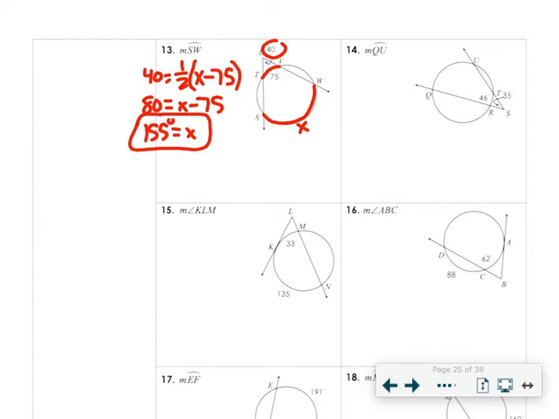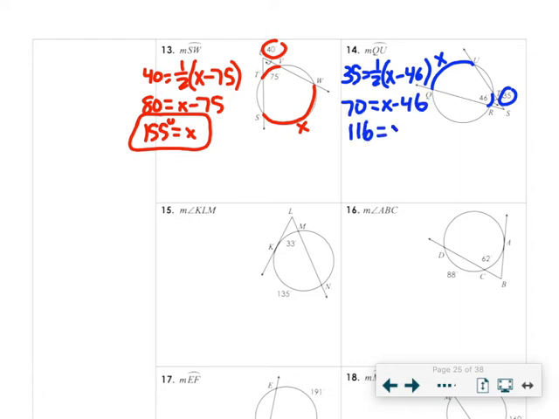Okay, QU, same type of problem. The outside angle is 35. The little arc is 46. The big arc is our X. So we know that 35, the outside angle, is equal to 1/2 of big minus little. That's X minus 46. Double both sides. We have 70 equal to X minus 46. Add 46 to both sides. 116 is equal to X. 116 degrees for that big arc.